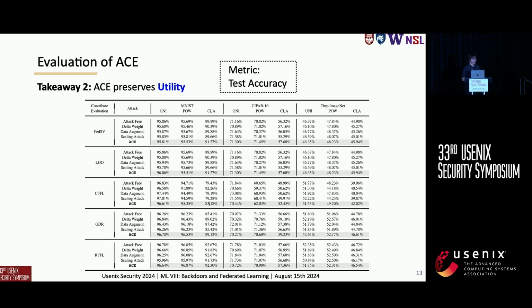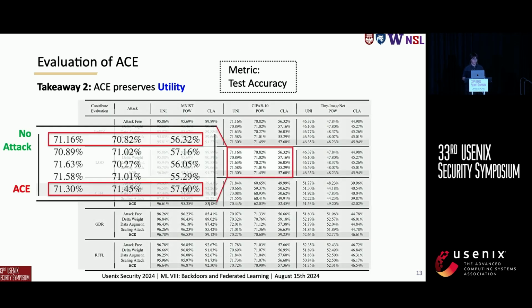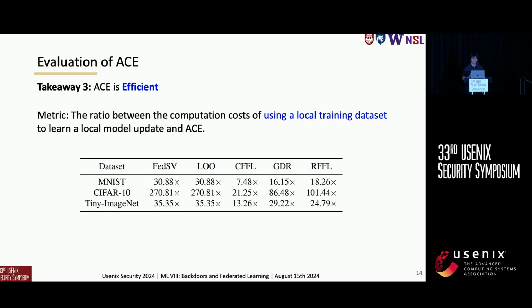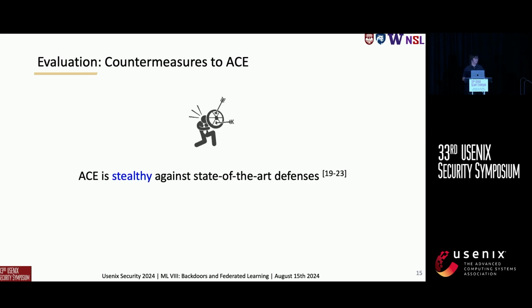The second takeaway is that ACE can preserve the utility. We can find that compared with no attack, our ACE has similar test accuracy across all settings, indicating that it can indeed preserve the utility. And we also show that ACE is efficient. As you can see from this table, the speed of ACE is at least seven times faster than training using its own dataset. We also evaluate ACE against 6 countermeasures to model poisoning attacks, including trimmed mean, Krum, Multi-Krum, and so on. And we find that ACE is stealthy against state-of-the-art defenses.